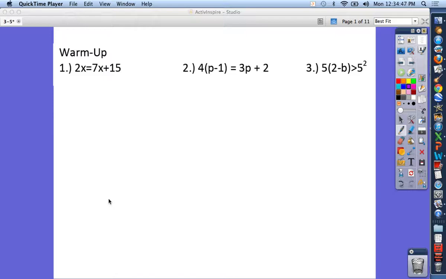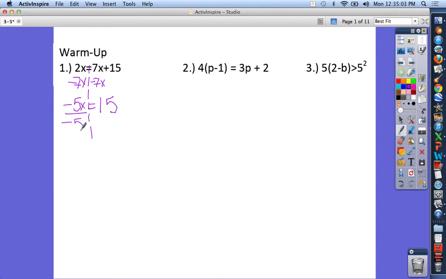Our 3 warm-up problems. So you start out, you need to get your variables on the same side of the equal sign. So you have your brick wall up here. If you subtract 7x from both sides, then you have negative 5x equals positive 15. Divide both sides by negative 5, and you're left with x equals negative 3.